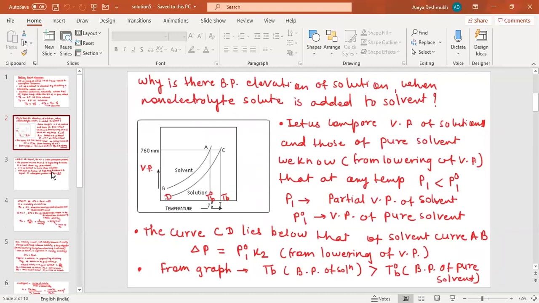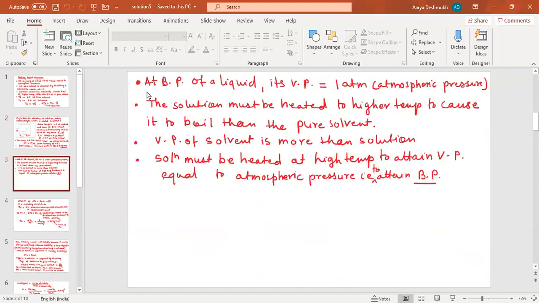Here you can see, when we proceed, what happens at the boiling point of a liquid. When the liquid boils, its vapor pressure will be equal to 1 atmosphere. It means that at the boiling point, the vapor pressure becomes equal to the atmospheric pressure. At that condition only the liquid will boil. So the solution must be heated to a higher temperature to cause it to boil than the pure solvent.